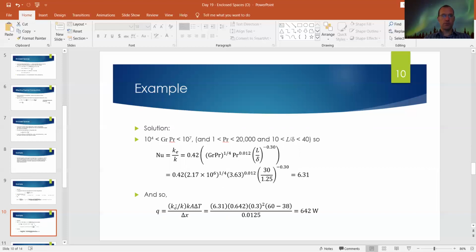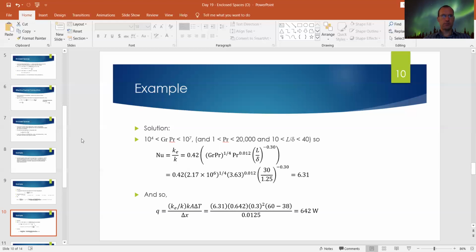And then finally, with that Nusselt number, I can find my Q value. So Q is equivalent to Nusselt number, which is k effective over k, times the actual k, A times delta T over delta X. So this is going back to the equivalent conduction equation, kA delta T over delta X, with this additional factor in there, k effective over k, representing the Nusselt number. So 6.31, 0.642, area 0.3 squared, delta T 60 minus 38, and delta X is 0.0125, gives me 642 watts for the heat transfer in that scenario.